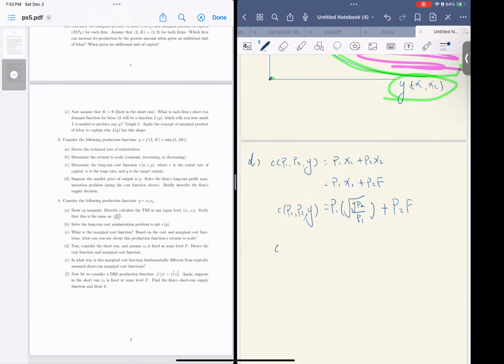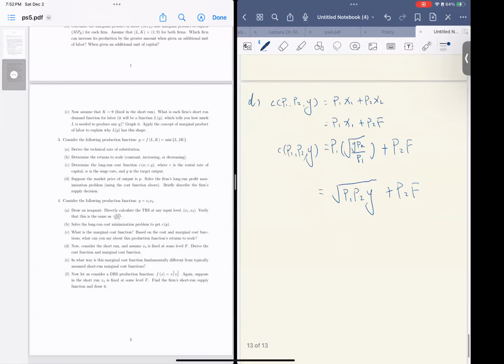So this will be equals to, so take it with respect to y, we'll get, let me not take that fast. Let me simplify a little bit. It's too ugly. P1. Oh, so this whole thing simplified to square root of P1, P2, and y, plus P2 and f. So we take a derivative with respect to y, c of y, marginal cost will equal half P1, P2 over square root of y. That's it. So our marginal cost, yeah, that's it.